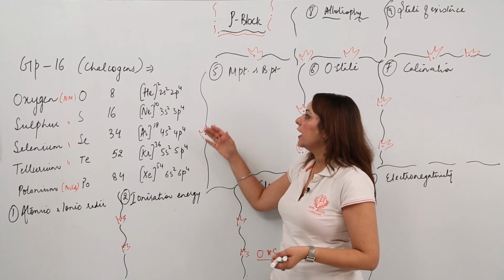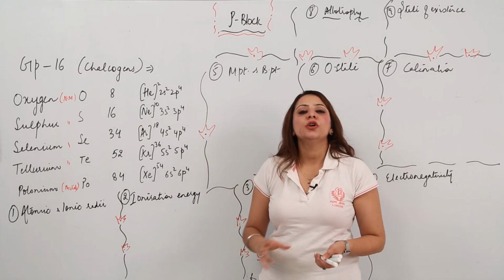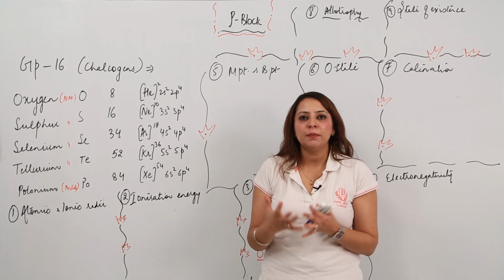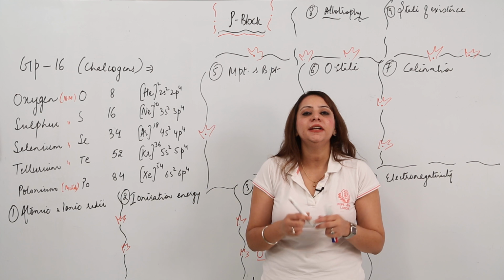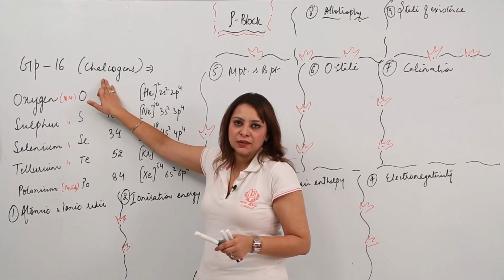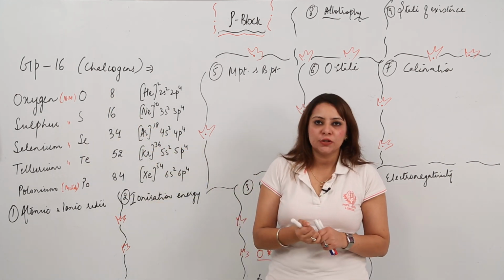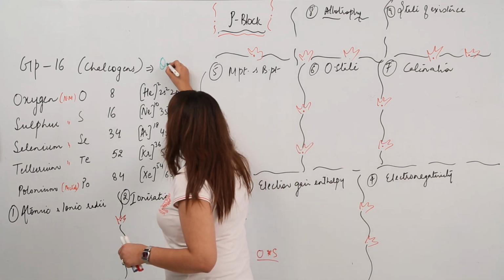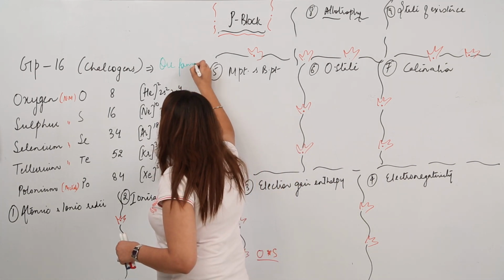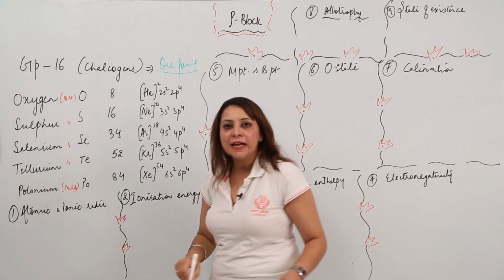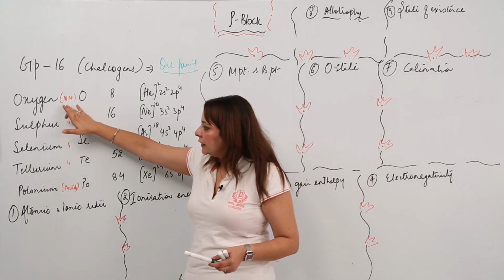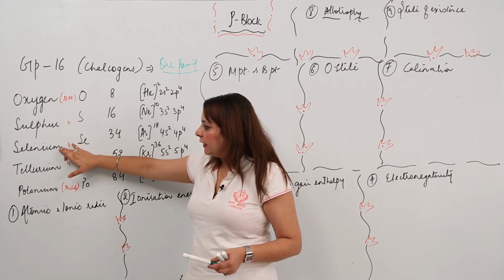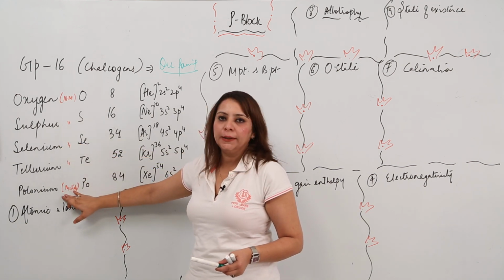Now we are going to start with group 16. As you must be familiar, group 16 is given a common term, that is chalcogens. What do we mean by chalcogens? It means ore forming. They are actually ore forming, so that is why they are called chalcogens. So what are the members of group 16? It is oxygen, sulphur, selenium, tellurium and polonium.